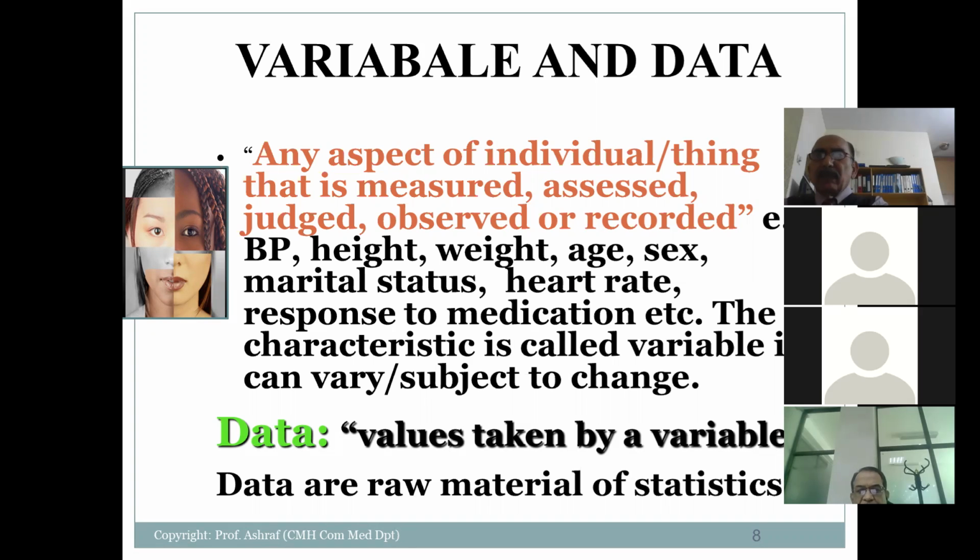It is called a variable because it can vary from subject to subject. Blood pressure is not the same in all your study participants. Height is not the same. Weight is not the same. Age is not the same. So that is why it is called a variable. Now, the values taken by a variable are called data. So data are the raw material of statistics.